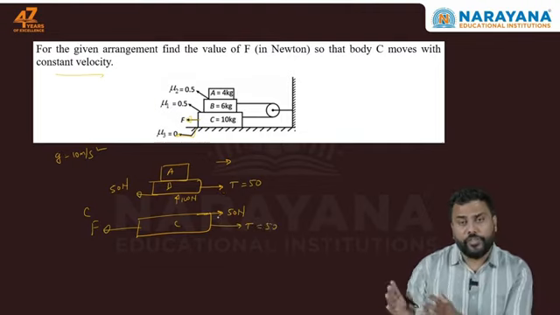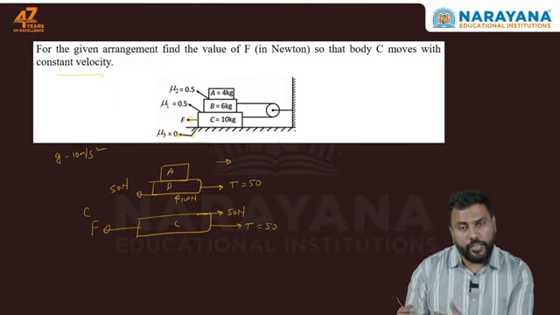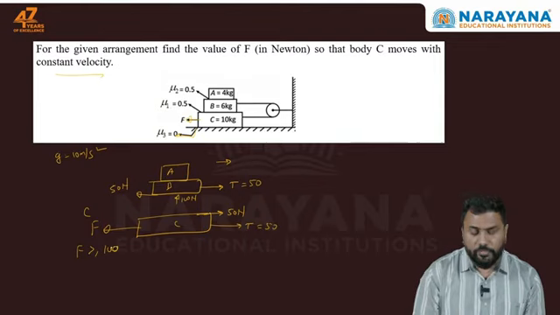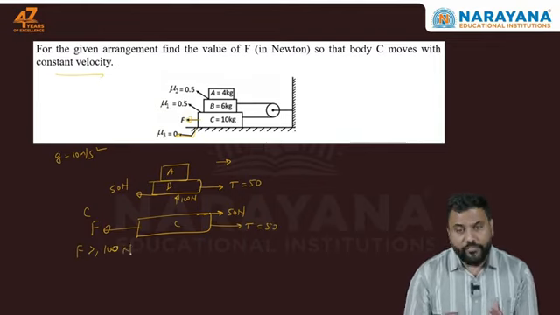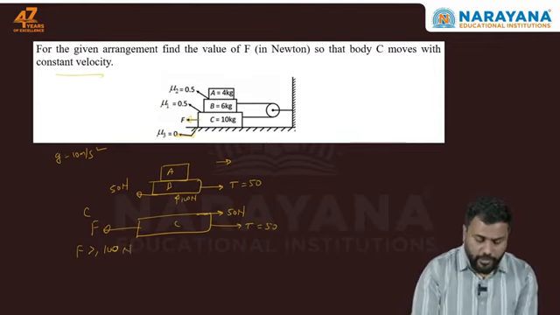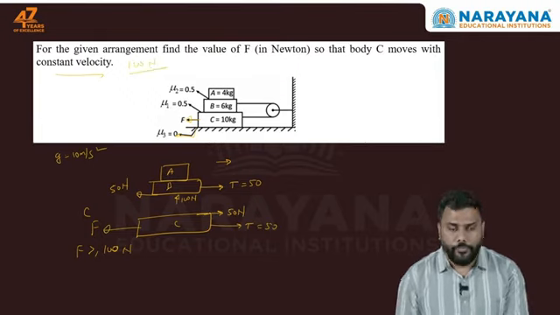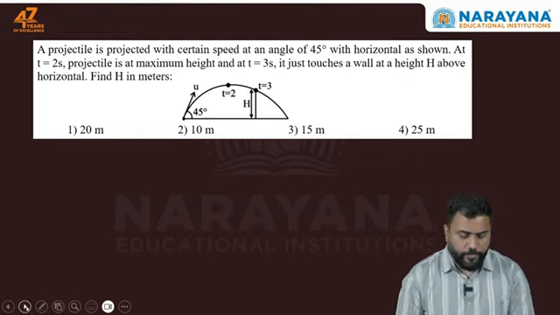If the backward force which is pulling the block C is total 100 Newton, the forward force F must be greater than or equal to 100 Newton for motion of block C. So the minimum force for which block C goes with constant velocity is 100 Newton. So the answer of this question should be 100 Newton. Let's go to the next question.